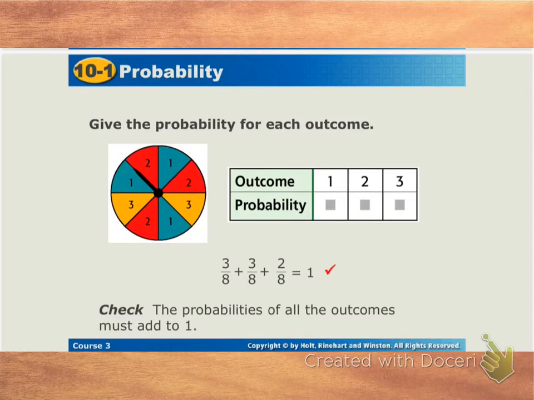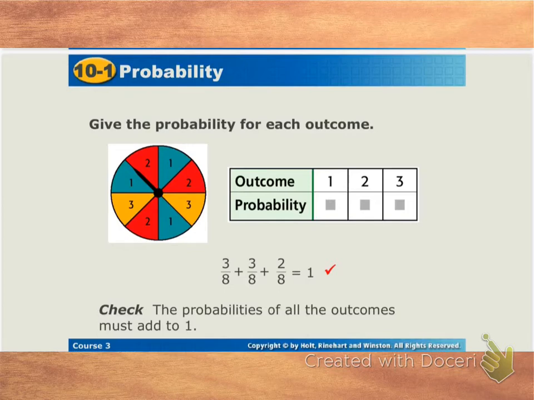I have to count the total number of triangular pieces that are in this circle, and then I have to figure out each situation. Well, I see that there's 3 shaded ones, so it must be 3 out of something, and that's 3 out of 8. The probability of me spinning a 1 is 3 out of 8. The probability of me spinning a 2 is 3 out of 8, because there's 3 red 2s, or 3 triangles that are red with 2s in them. And finally, the probability of me getting a 3 as a spin will be 2 out of 8.